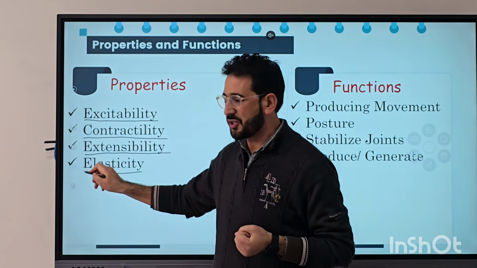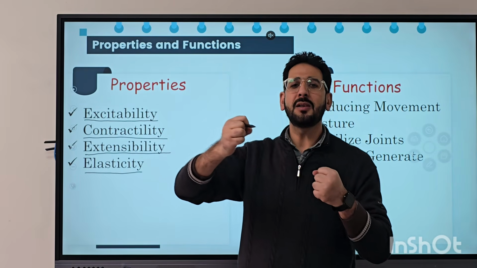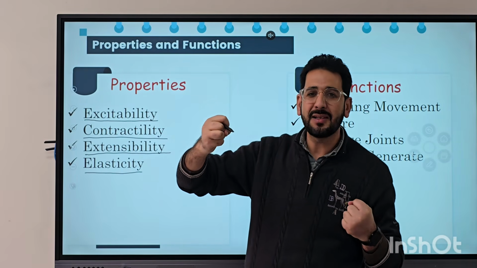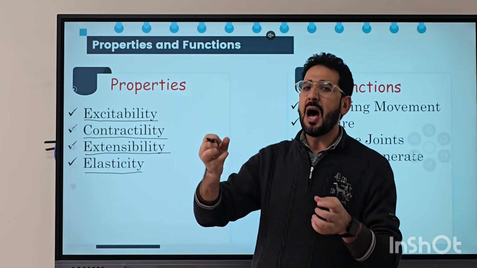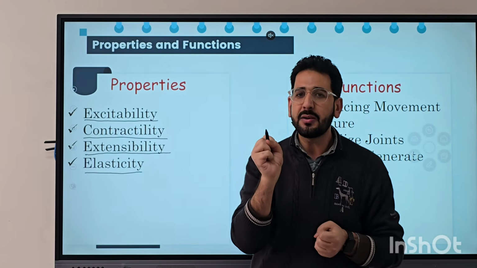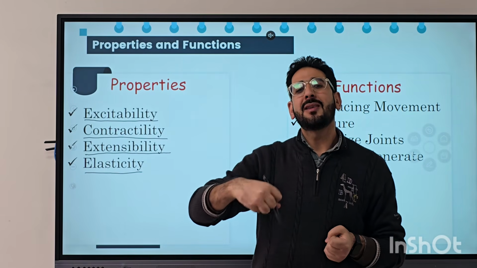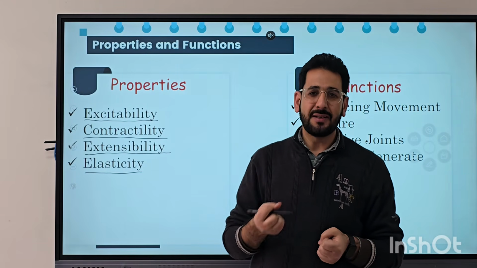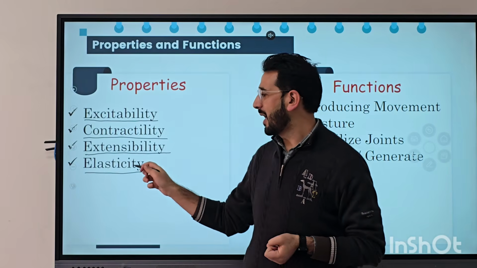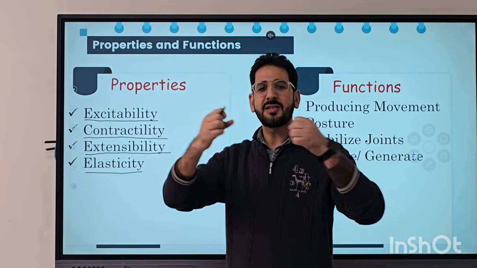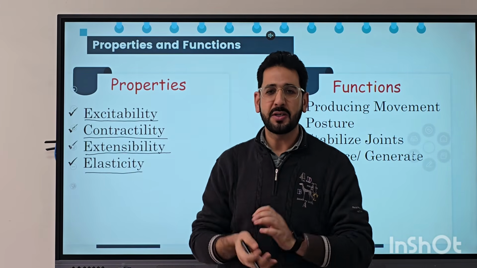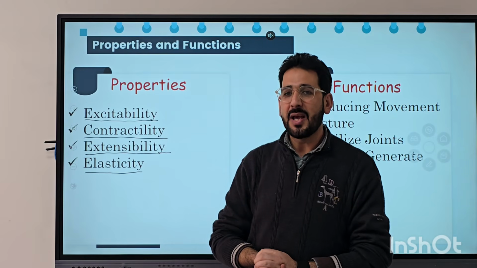After getting stretched beyond the normal resting length of the skeletal muscle, or after contraction, that is shortening of the length, the muscle is going to go back to the normal resting length. So that is called elasticity. That means after stretching, it is going to recoil back to its normal resting length. That is called elasticity.